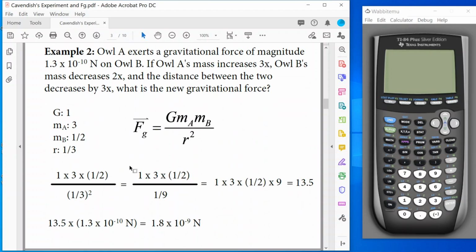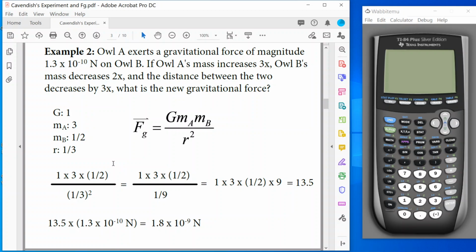So example 2 is another proportion question. So the same number here is at the beginning. Owl A exerts a gravitational force of magnitude 1.3 times 10 to the negative 10 newtons on owl B. But this time owl A's mass increases 3 times, owl B's mass decreases 2 times, and the distance between the two decreases 3 times. What is the new gravitational force?